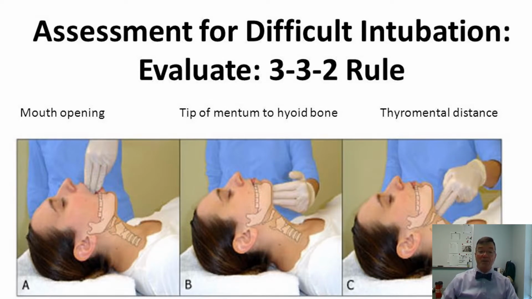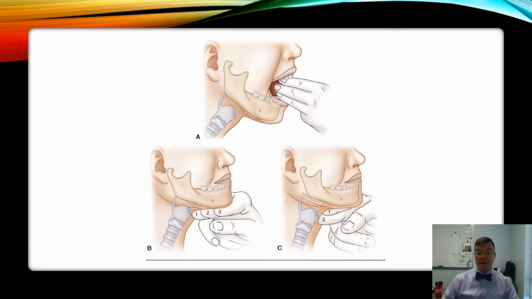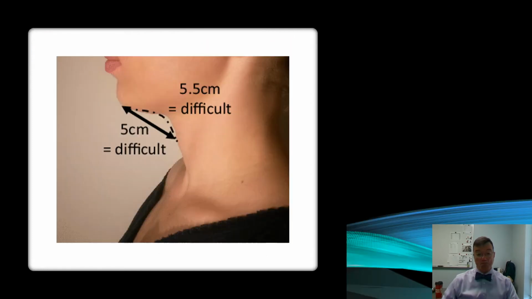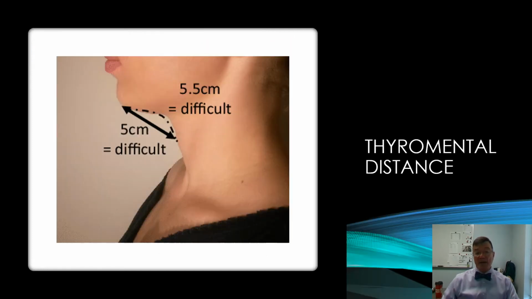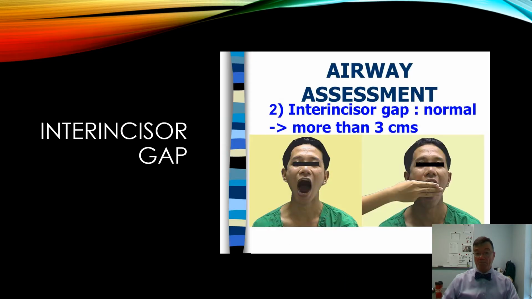Here's a picture of the 3-3-2 rule. Mouth opening, 3 finger breadths; tip of the hyoid to the mentum, 3 finger breadths; and 2 to the thyromental distance. Another way to look at it here. If they are less than 5.5 centimeters for thyromental distance, there's a high risk for a potential difficult airway. Again, the interincisor gap is normally more than 3 finger breadths.